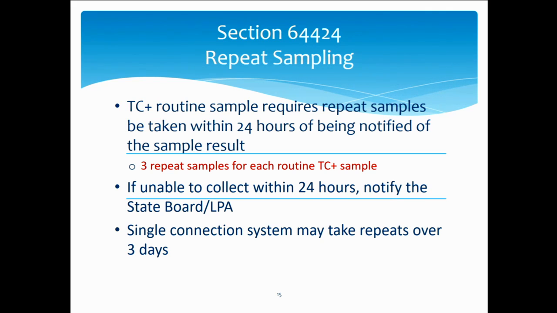Repeat sampling, the first slide is pretty much same as it is in current TCR, except that if you took one sample a month or less, under TCR, you were required to do 4 repeat samples, and under the RTCR, everyone is going to be required to just do 3 repeat samples. Also, the corresponding change is if you have a single connection system under the existing rule, you could take all your samples in 4 consecutive days, and they changed it to 3 consecutive days, since you're only going to have to take 3 repeat samples.